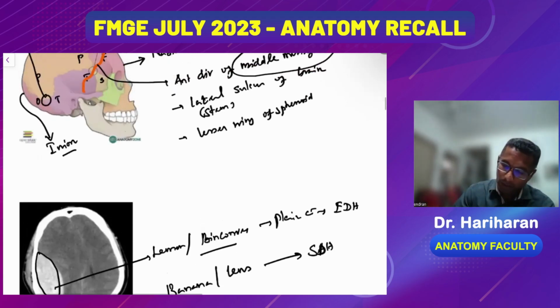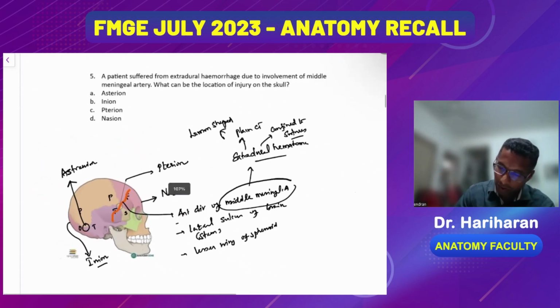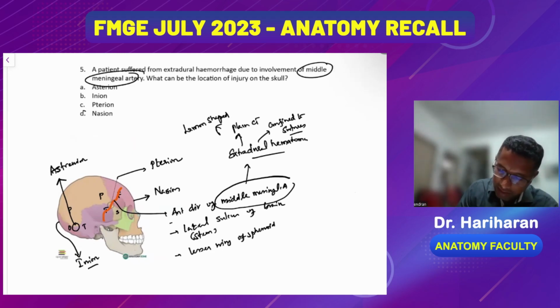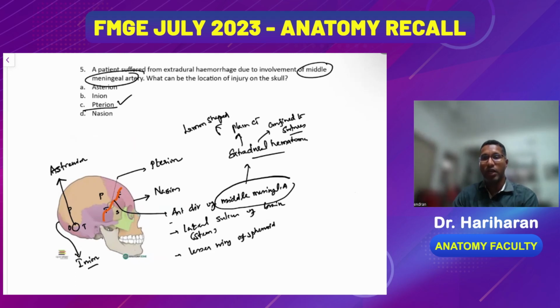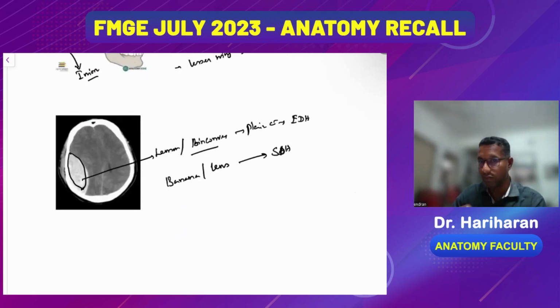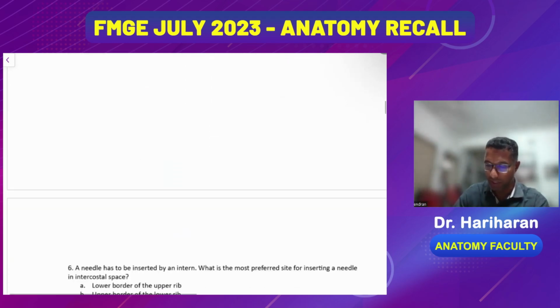Okay, now when you go back to the options, you can see that the location of injury to the skull where the middle meningeal artery runs will be the pterion, guys. This question has come n number of times, so please pay attention to it and don't make mistakes in repeat questions.